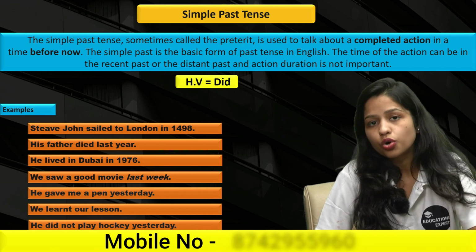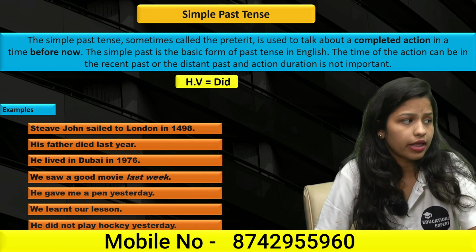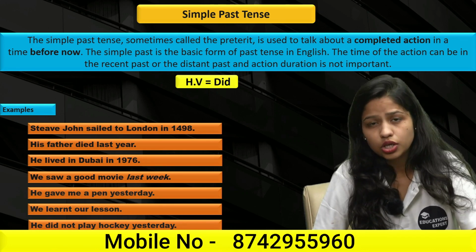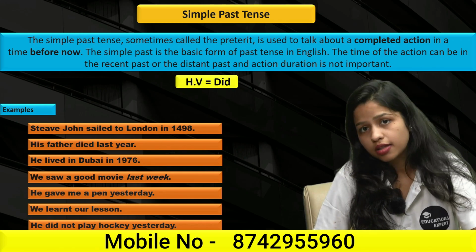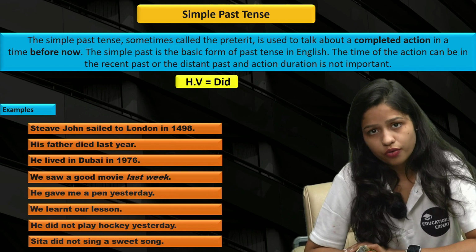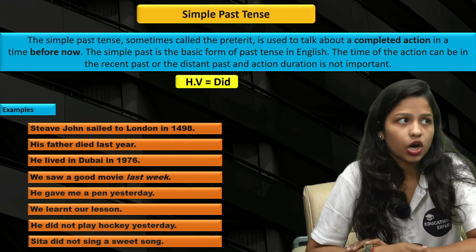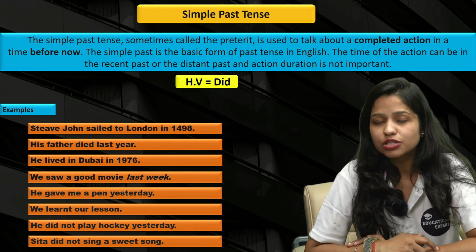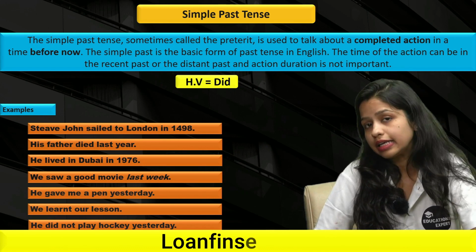Clear? So if you look at these sentences more closely, you will see that the action has been completed in the past and now there is no result of it, right? So that's how we use simple past tense. Now let's move forward and understand it at a deeper level.